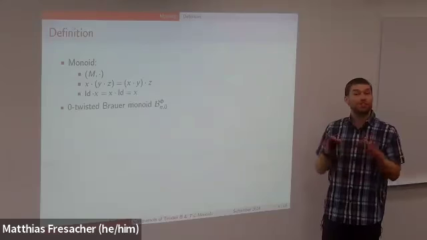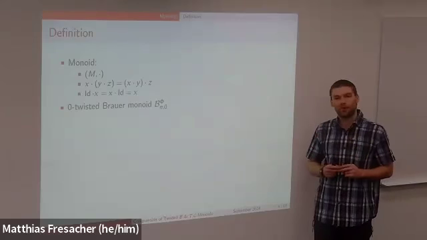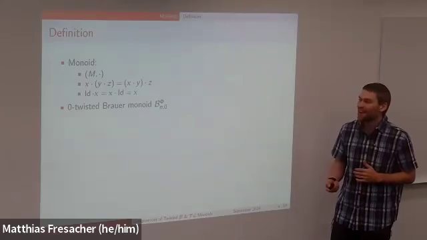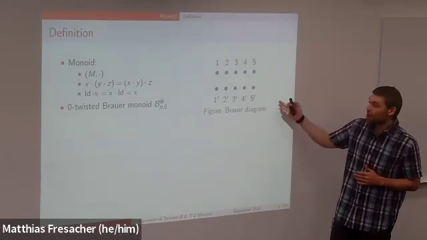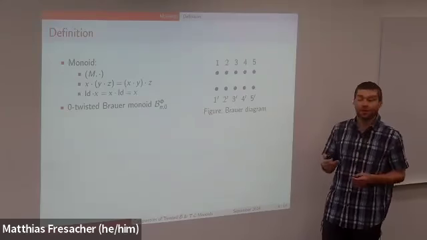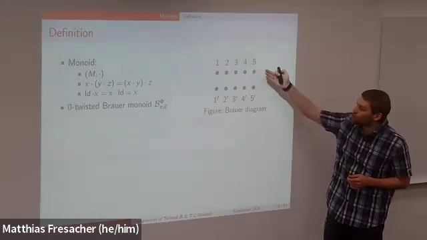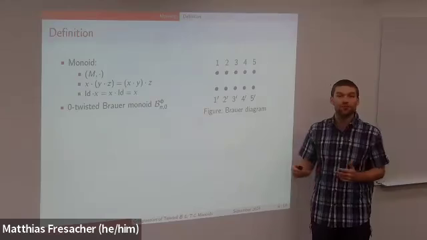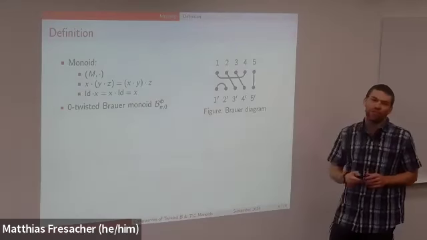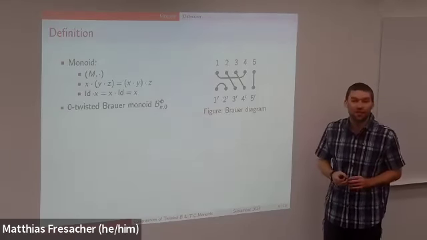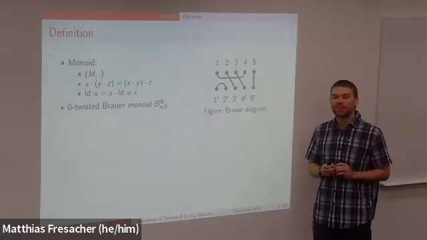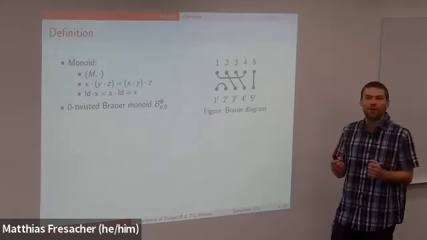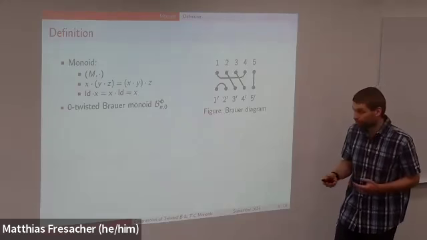We're going to be interested in not just any monoid, but two specific ones. First is the zero-twisted Brauer monoid, and it has as its elements the Brauer diagrams. Pictorially, we can represent these as two rows of vertices numbered from left to right. What makes diagrams different from each other is the edges. Brauer diagrams have the condition that every vertex must be connected to exactly one other vertex. So we're sort of pairing up vertices, if you like.